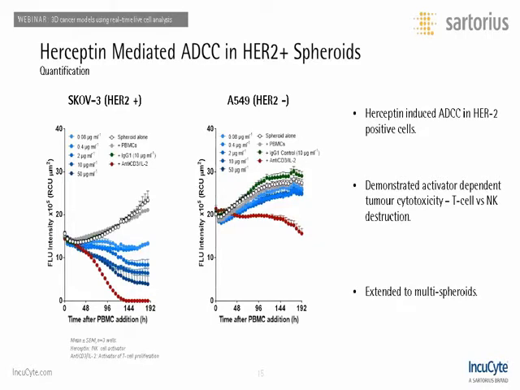We observe a concentration-dependent inhibition of SKOV spheroid growth by Herceptin, so that's through the loss of the fluorescent signal from the dying spheroid. And we can demonstrate that this is a specific effect since we don't see the same observation in HER2 negative A549 spheroids.